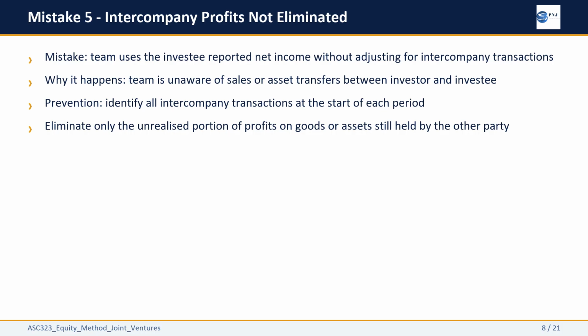The intercompany profit must be eliminated from your equity pickup. The key word is unrealized. Once the goods are sold externally or the asset is depreciated away, the elimination reverses. This requires close coordination between the teams handling the investment and those handling commercial transactions with the investee.